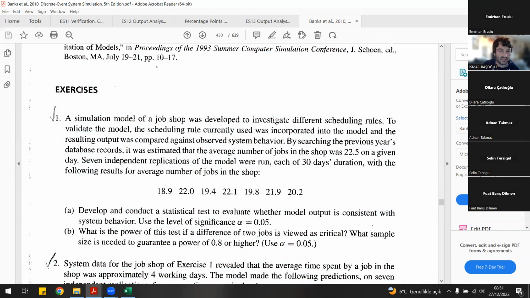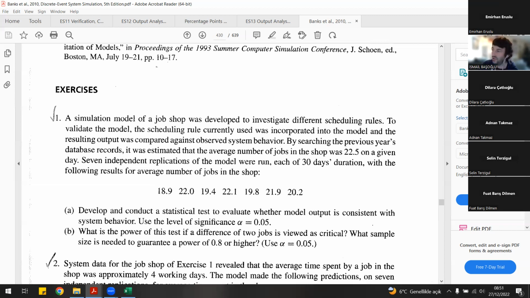And by independent, what does it mean? In each replication, we are using a different random number sequence. So they are going to be independent, even if it is the simulation of the same system. These values are independent because we use different random number streams in each replication. Now, each replication is 30 days long.